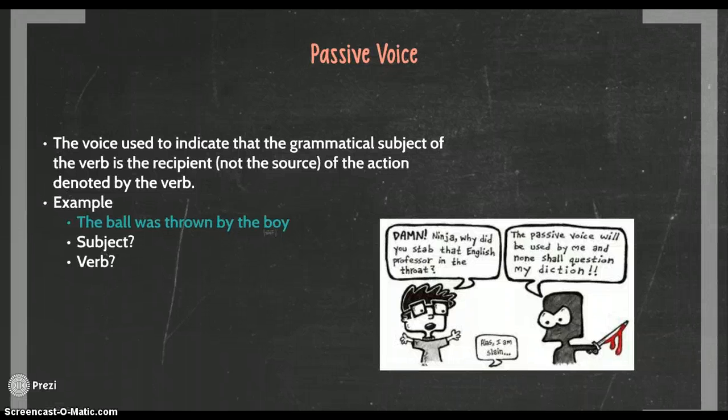The passive voice is known as the voice used to indicate that the grammatical subject of the verb is the recipient, not the source, of the action denoted by the verb. So an example of this is the ball was thrown by the boy. The subject is the ball and the verb is was thrown.